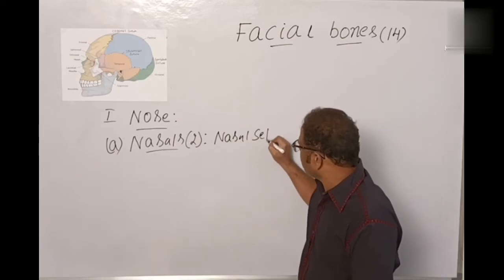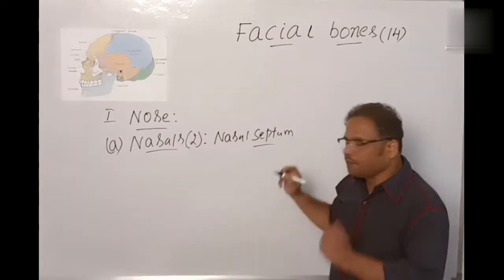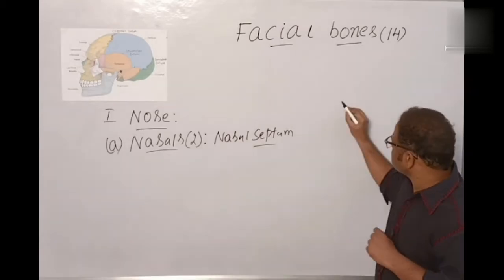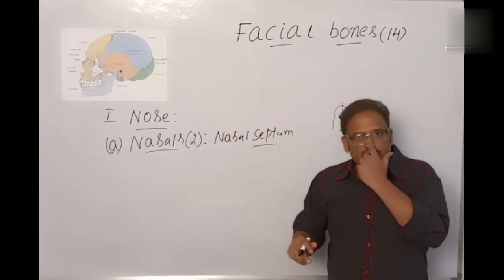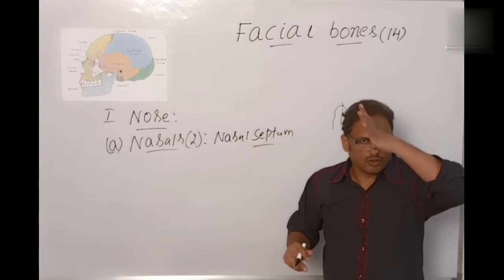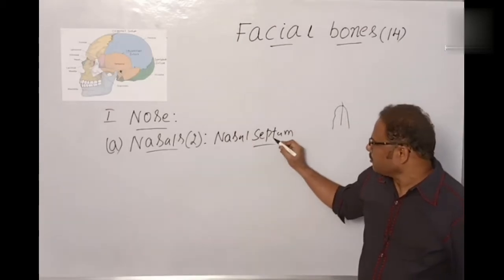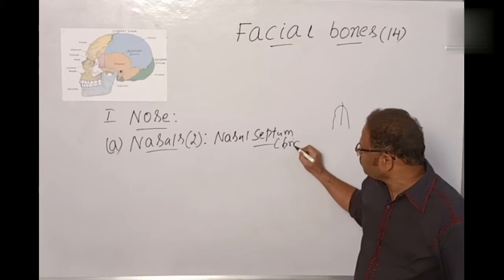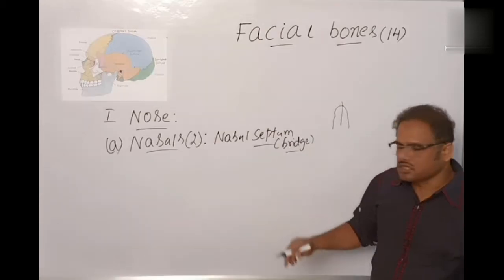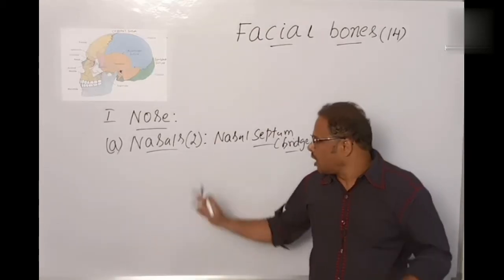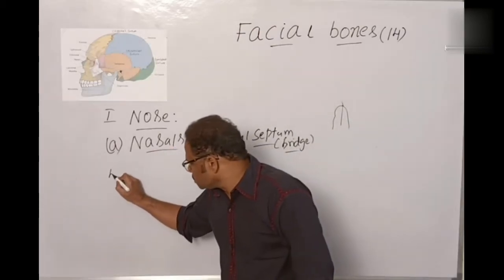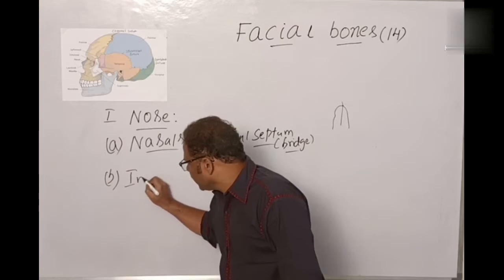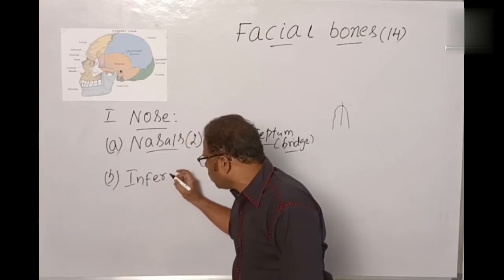Nasal septum. What is a septum? A septum means a partition, like this. This is called the bridge of the nose. This partition, the nasal septum, forms the bridge of the nose. And this septum or bridge is formed of the 2 nasal bones. Next one is the inferior nasal conchae.